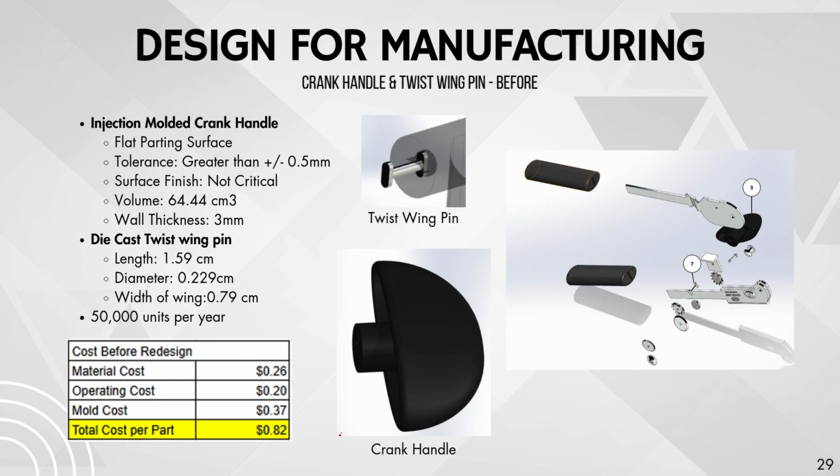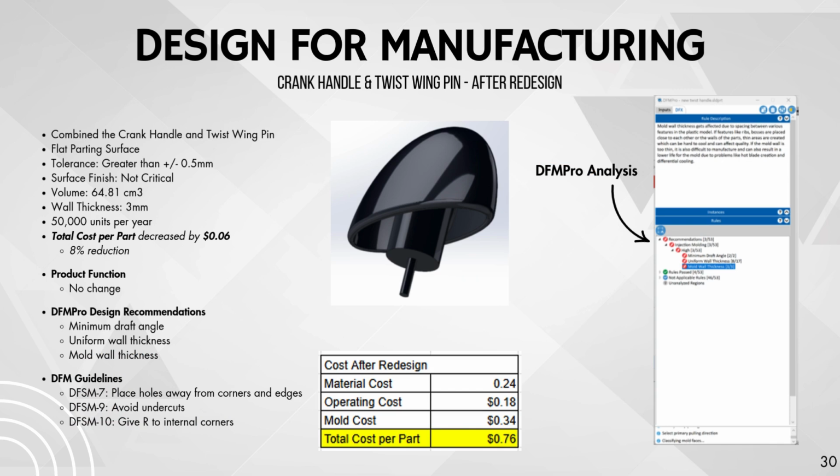The crank handle and twist wing pin assembly cost per part was 82 cents before redesign. After the redesign, the new cost per part is 76 cents, which was an 8% reduction. Using DfM Pro and the design principles learned throughout the semester, it was shown that the large mass in the center of the part created a sink during the injection molding process. To eliminate this, 2 cavities were created to help alleviate the large wall thickness.